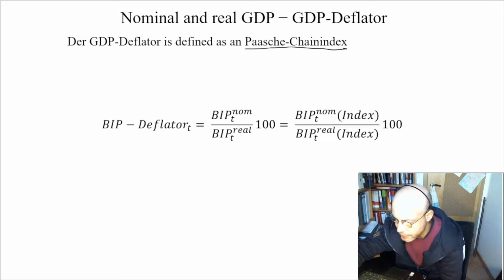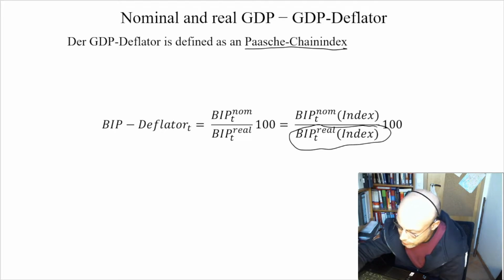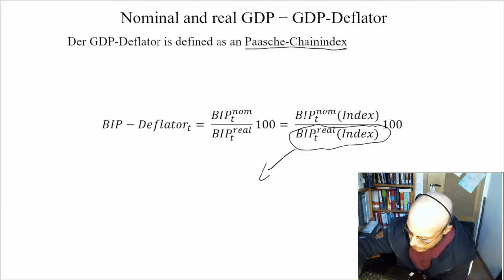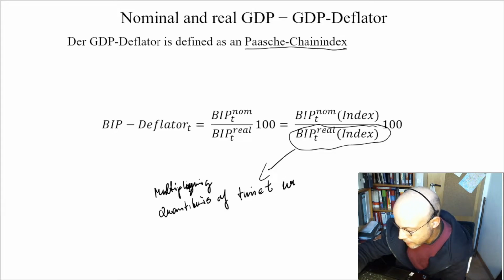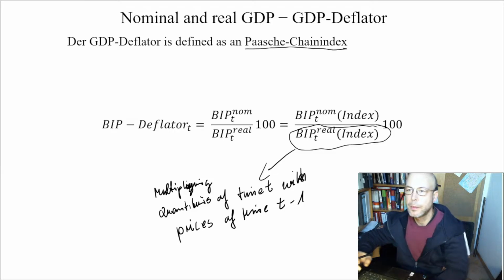And for this, then we can now, in the actual definition, define the GDP deflator as a Paasche chain index, and there we define this, that we take the so-called real GDP, and real GDP of time t means multiplying quantities of time t with prices of time t minus 1.